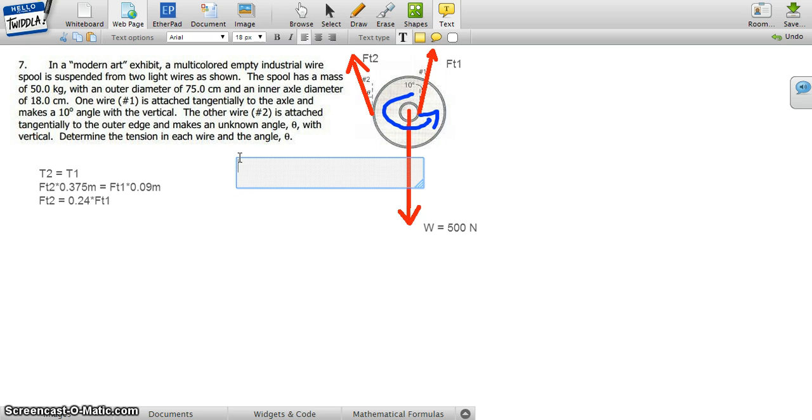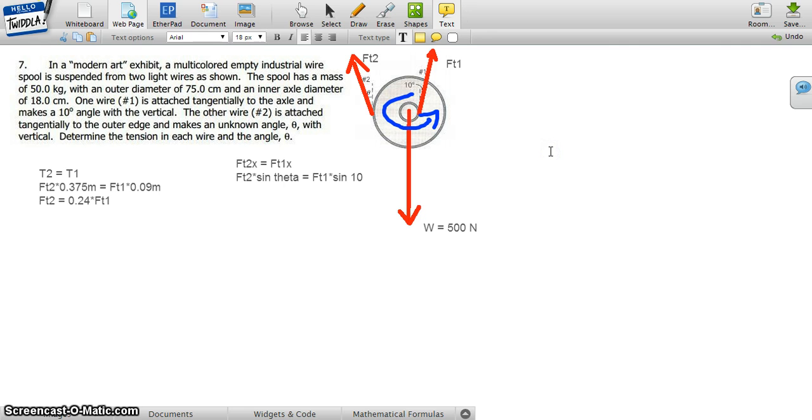I could say that Ft2 in the x direction must be equal to Ft1 in the x direction. So that would be Ft2 times the sine of theta equals Ft1 times the sine of 10 degrees. And now I have three unknowns and I only have two equations. So let's see if I can come up with another equation.